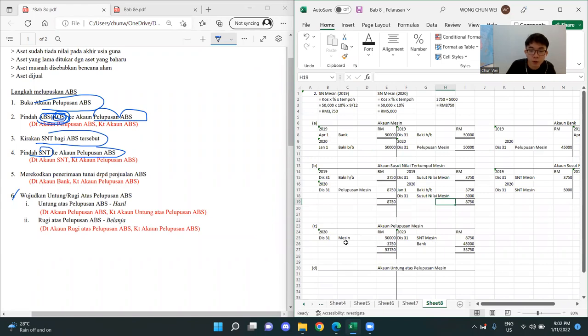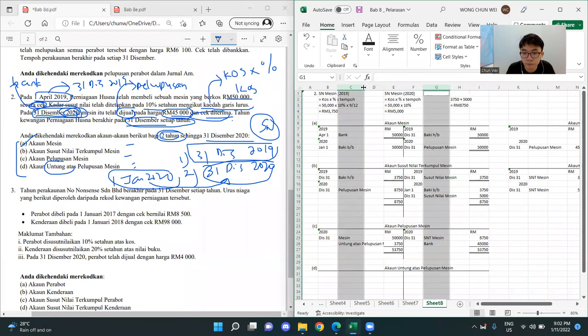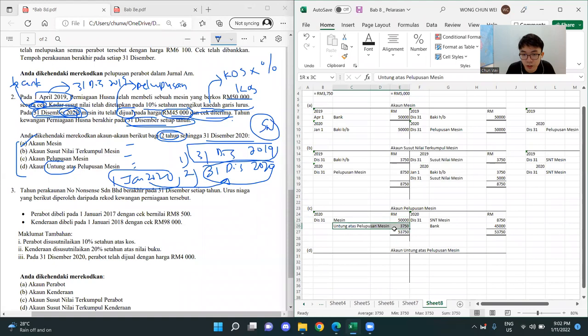Okay, so you will be wondering, what is this? Is it a untung atau rugi atas pelupusan? But of course, this question is very good. They're very nice. They tell you this is a untung. All right. But then if the 3,750 is here, whenever you are recording the amount here, this is a untung. Untung atas pelupusan machine. A bit long. Okay, so here when I write, I mention this amount, I debit my pelupusan machine, so definitely I have to credit here, right?